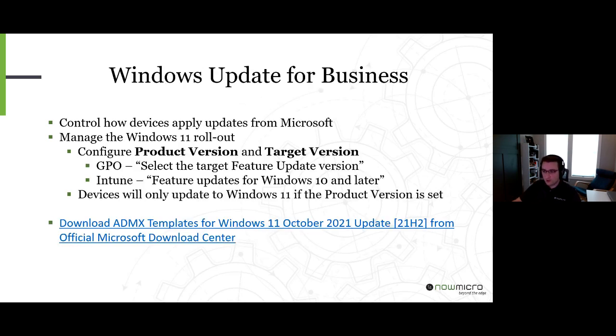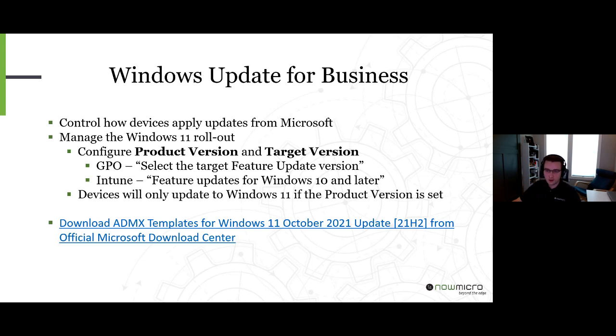So now that we know about the feature update changes for Windows 11, the question is, how can we control the rollout of Windows 11? If you're using Configuration Manager or WSUS to control updates in your organization, then it should be business as usual. The Windows 11 feature update will only be available after you choose to download and deploy it to your devices.